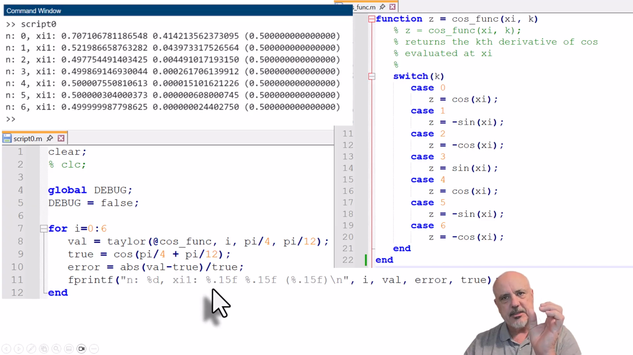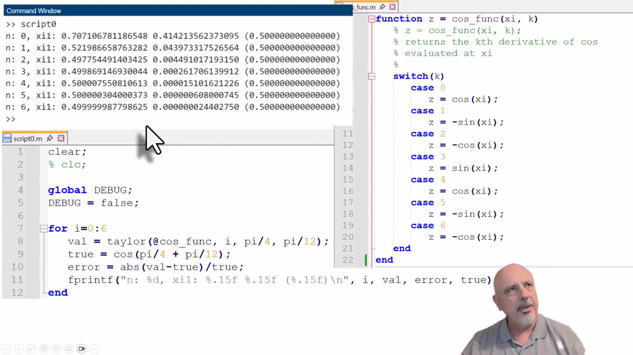This next one is x sub I, so that's my value I'm getting back from the Taylor function, and that's going to be printed with 15 decimals to the right of the decimal point. That's what this means. The F means double, and that .15 means I want 15 decimals to the right. And then it's going to print my error, same thing, 15 decimals to the right. And then for some reason I said, I think I'm going to show my true value too every time through, 15 decimals to the right. So you see the 15 decimals to the right for my value, for my error, and for my true value.